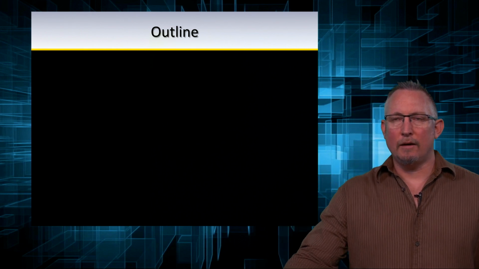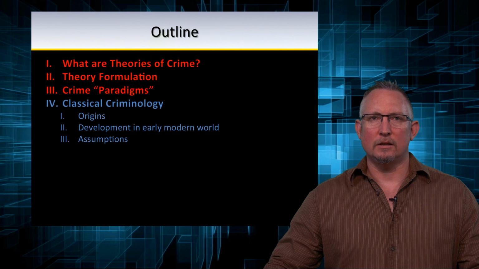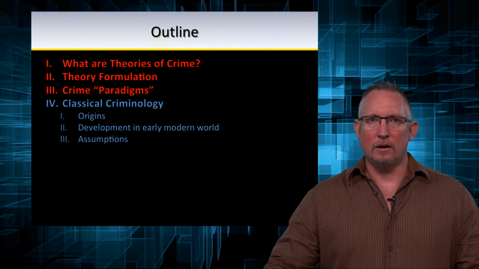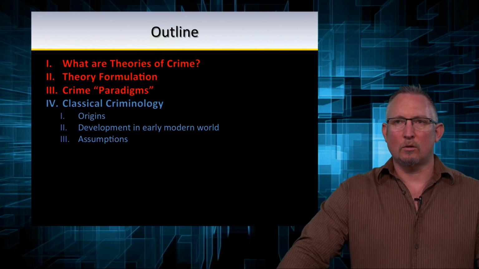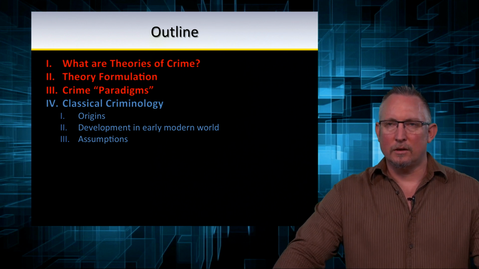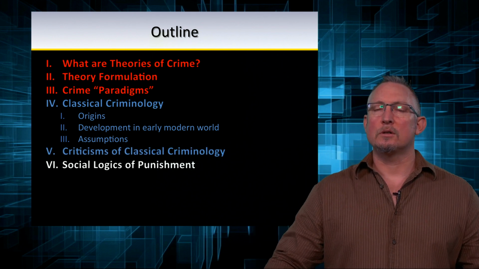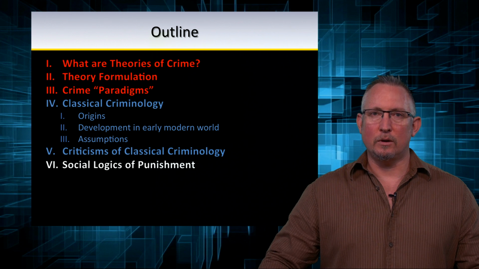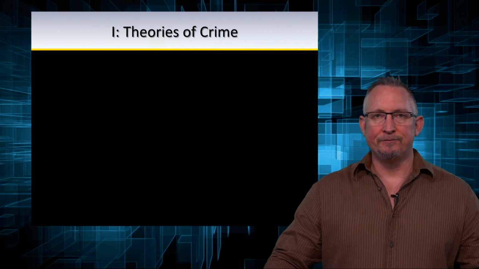So this week we'll have 3 shorter lectures. The first part we're looking at today, which is in red, includes theories of crime, theory formulation, as well as crime paradigms. The next part we'll look at in blue, classical criminology and criticisms. And the final lecture for this week, we'll look at social logics of punishment. Let's go ahead and get started.